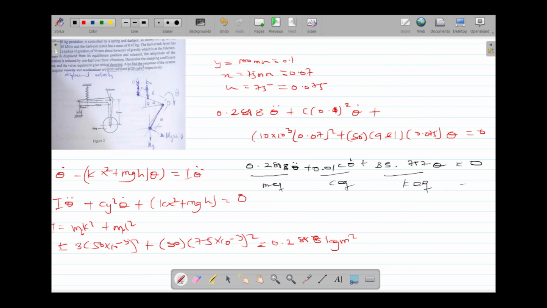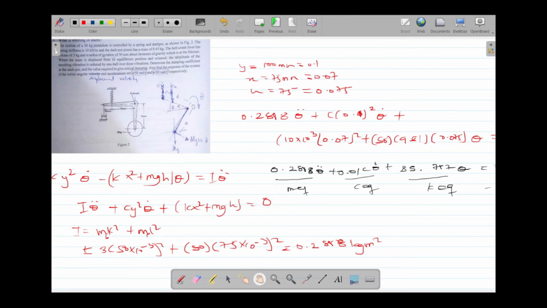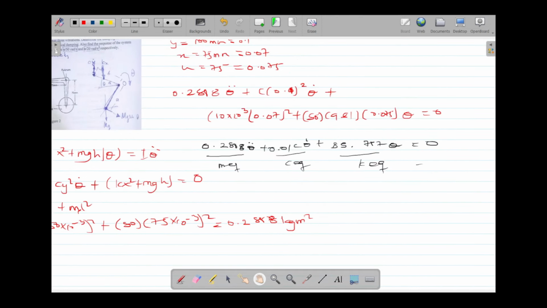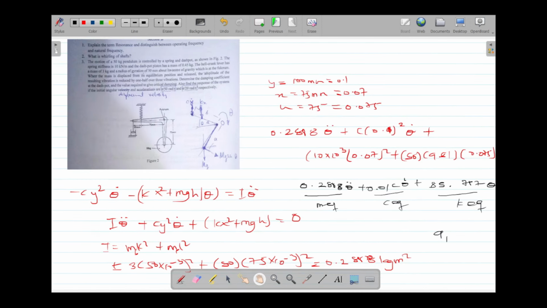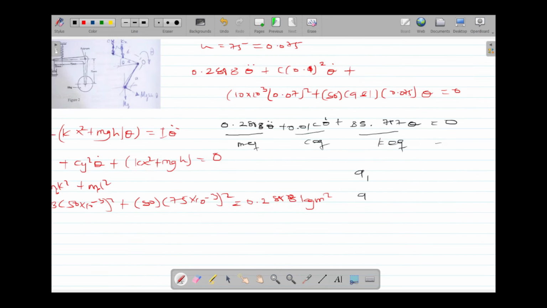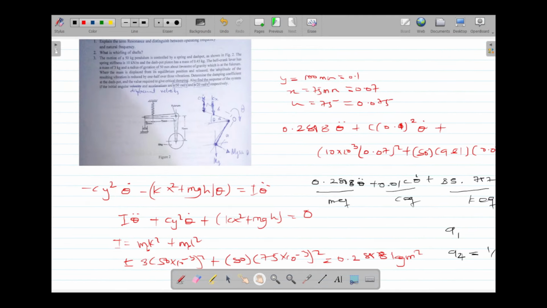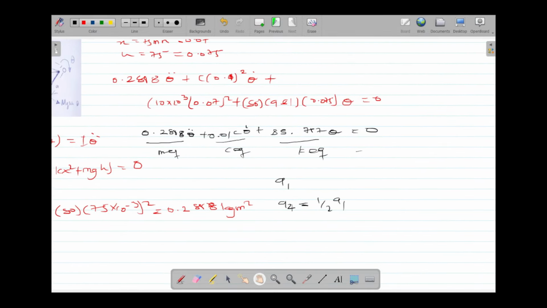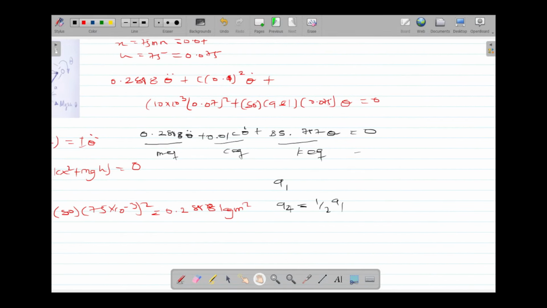All right, free damped system, and we were given that the amplitude after 3 vibrations, so you have 4 oscillations, so a4 is half of a1. All right, good. So from this logarithmic decrement, determine the damping coefficient. Let's go to our formula sheet.